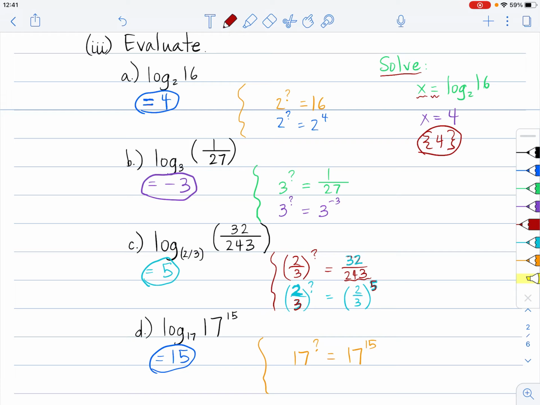Because when we get to solving our logarithmic equations in the next section, in 4.5, they're going to be a lot more complex, and we're going to have a general strategy that will always work. Okay, now I'm going to pause my video, and then we're going to graph next.